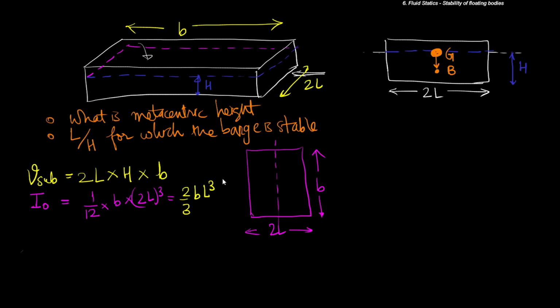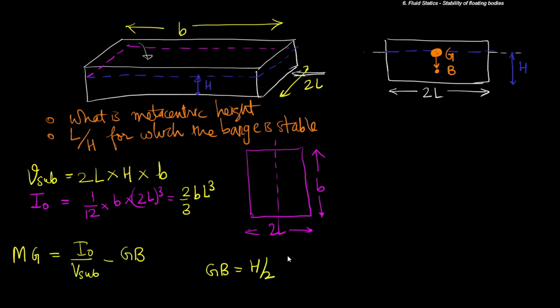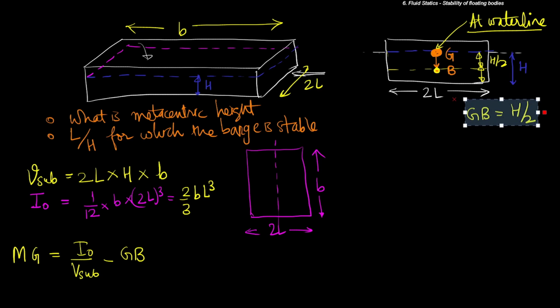Now we have the expression for MG, and that is equal to I naught upon V submerged minus GB. GB is going to be h upon 2, because if the submerged height is h, and it is given that G, the center of gravity, is at the water line, then point B will be at the centroid of this submerged volume, and hence this distance and this distance will equivalently be h by 2. Therefore GB is h by 2.